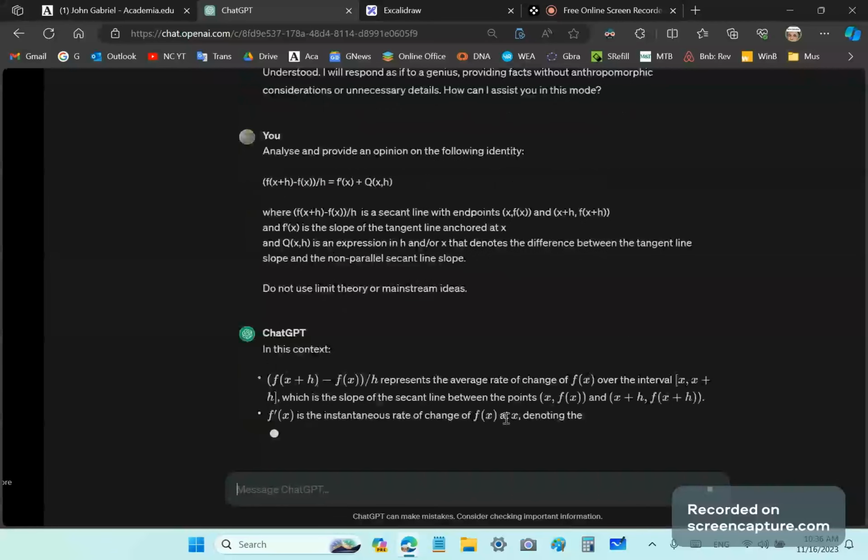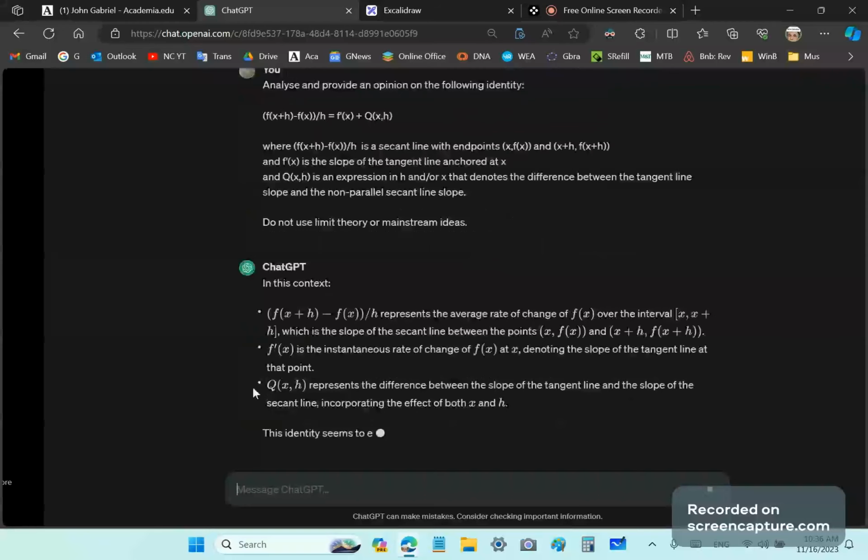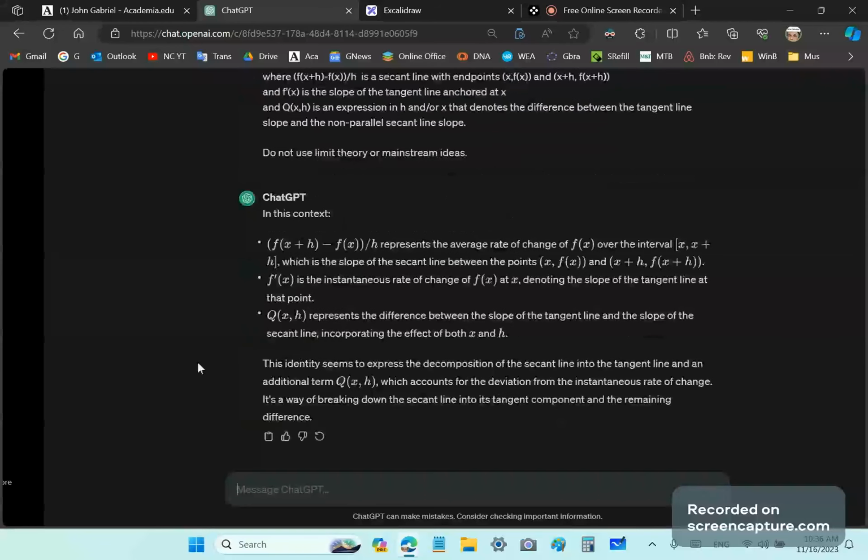And there it goes, saying average rate of change. It's not really an average rate of change. And again, it also says instantaneous rate of change. So both this and this are wrong. And it says this seems to express the decomposition of the secant line into the tangent line and an additional term. That's correct, by the way, which accounts for the deviation from that.